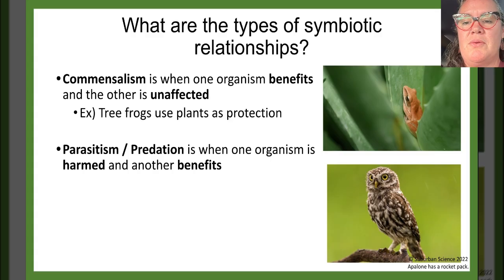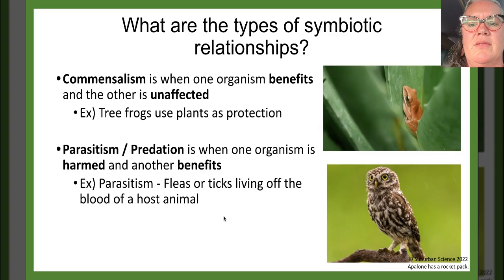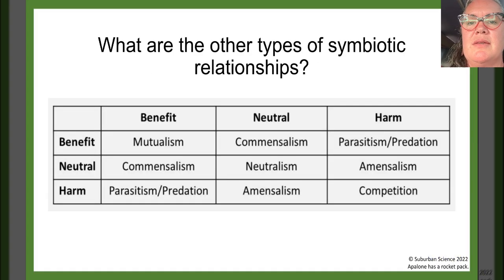Another relationship that we've discussed is parasitism and then predation. Both of these, one population or one organism is harmed while the other benefits, like fleas or ticks living off the blood of a host animal, or like predation, owls hunting mice. So you can see this is a really good little chart. Go ahead and fill in your spot that talks about benefit, neutral, and harm, and what the organisms are.